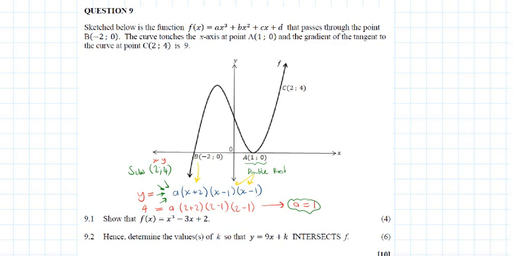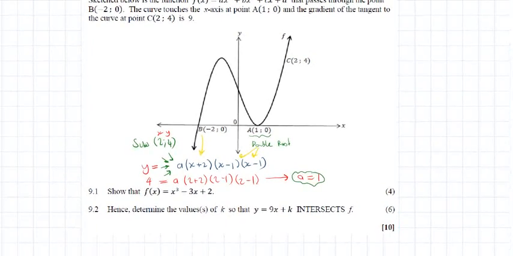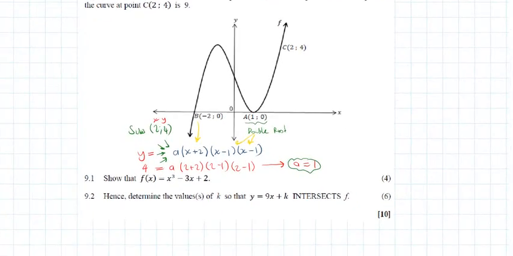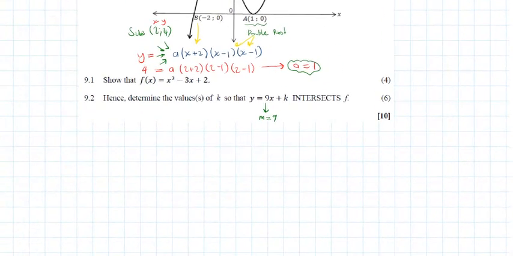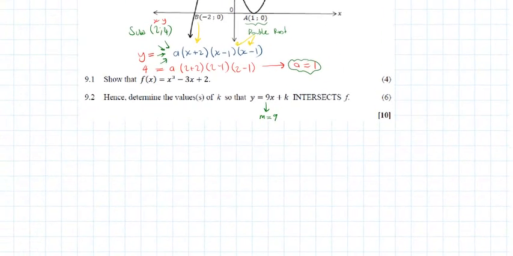Okay, now I want to spend more time with 9.2. So, possible values for k if y is equal to 9x plus k intersects f. That's a straight line, and 9 we know is the gradient. Gradient is 9, so that's an increasing line. And how does our graph look? Our graph is a cubic function, and because a is positive, its shape is like that, as you see drawn above.